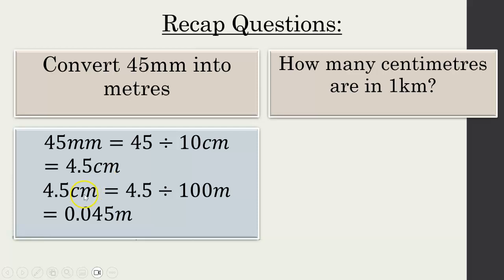Yeah? So then I want to find meters. So 4.5 centimeters, if I divide it by 100, well, then I'd get meters because there's 100 centimeters in a meter. So it would be 0.045 meters. That's how much I get if I convert 45 millimeters into meters. So it's really small. 45 millimeters is not even like 0.1 of a meter.